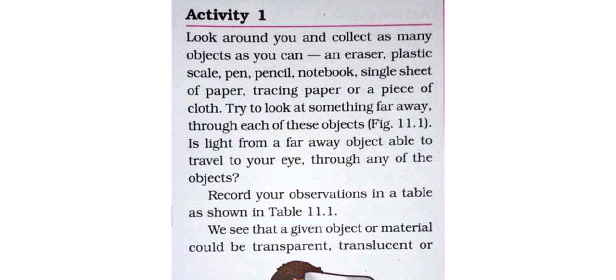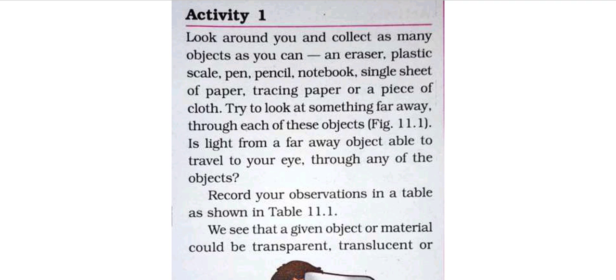Activity 1 given on page number 107. We are seeing, look around you and collect as many objects as you can, like an eraser, plastic scale, pen, pencil, notebook, a single sheet of paper, tracing paper, or a piece of cloth, and try to look at something far away through each of them. Keep the object at some distance and try to look through all these objects.